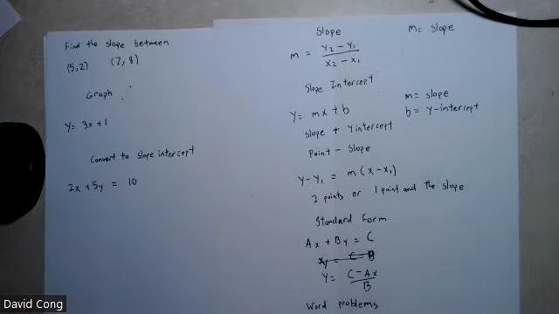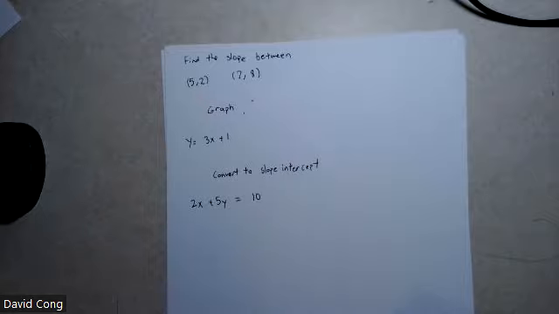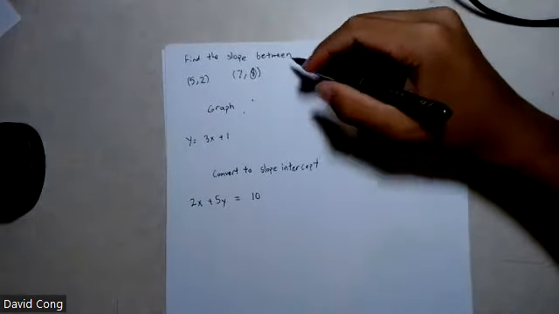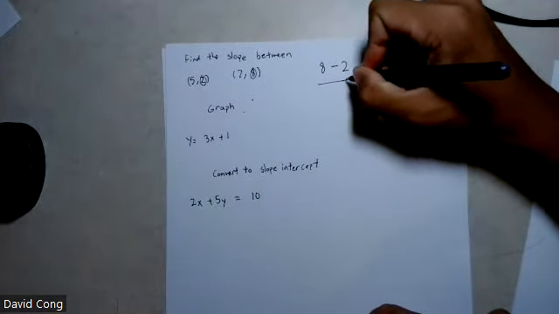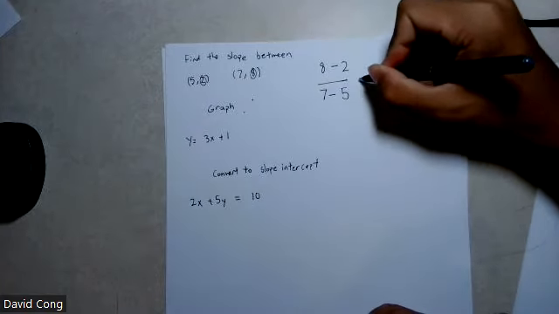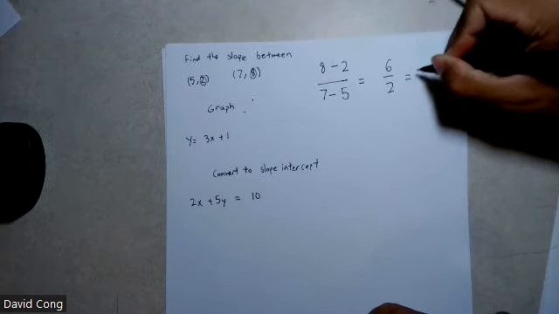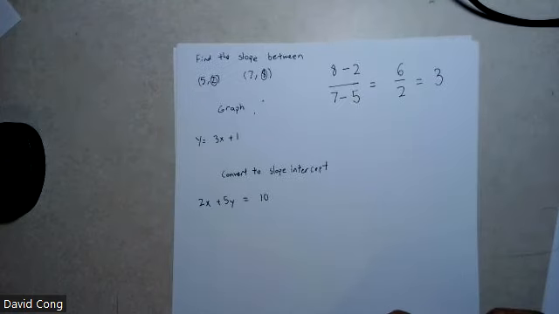Okay, so let's start with these. So for the first one, we take y2, which is this, minus y1 over x2 minus x1. So we get that is equal to 3. So we have the slope is 3 for the first one.